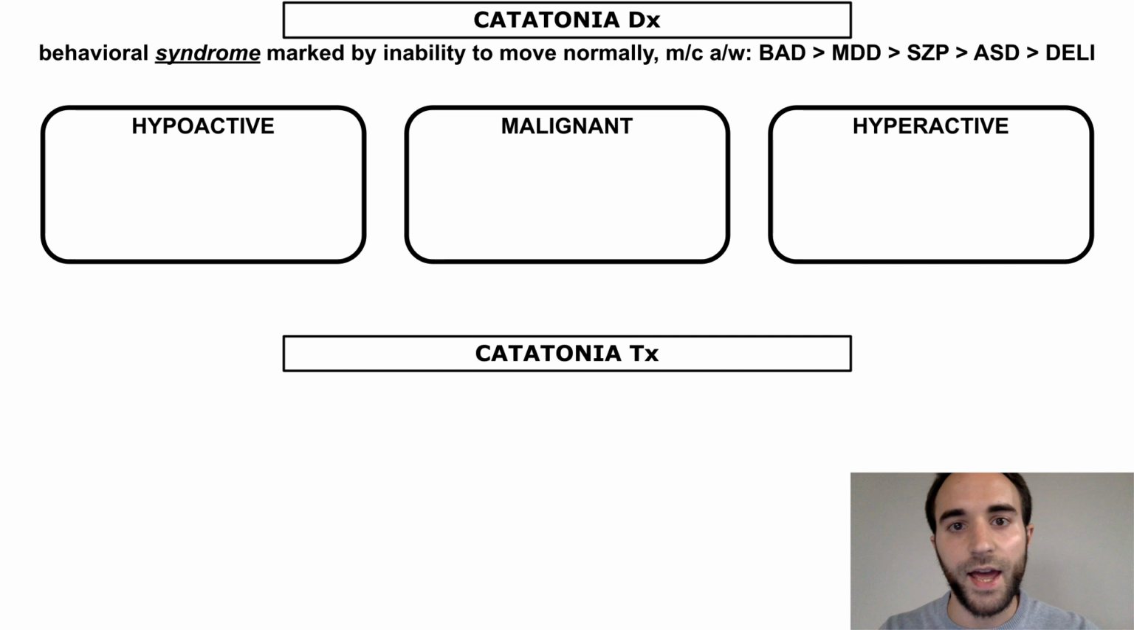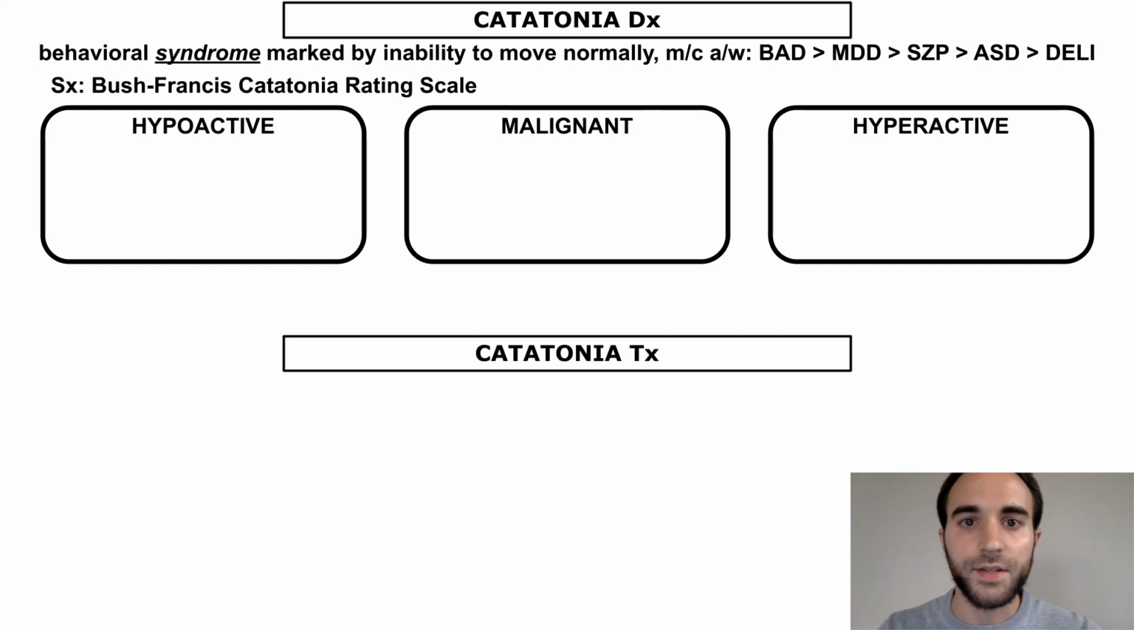Catatonia is a fairly heterogeneous syndrome with different subtypes, including hypoactive catatonia, hyperactive catatonia, and malignant catatonia. I'll next review each of these subtypes and the symptoms seen in catatonia. This includes 23 different symptoms, which are measured using the gold standard Bush-Francis Catatonia Rating Scale. Since this is an overview, I won't go into detail on any of these symptoms, but will include resources for further study in the references.